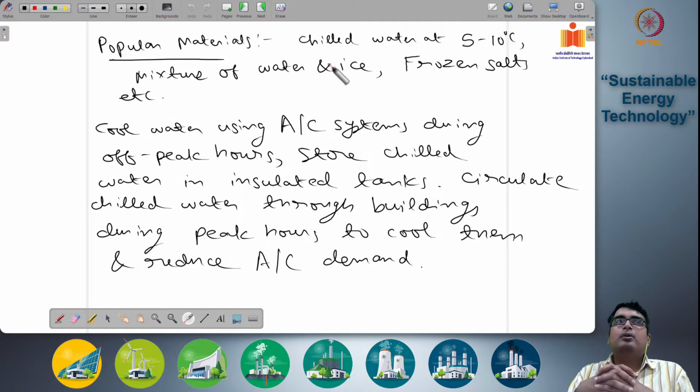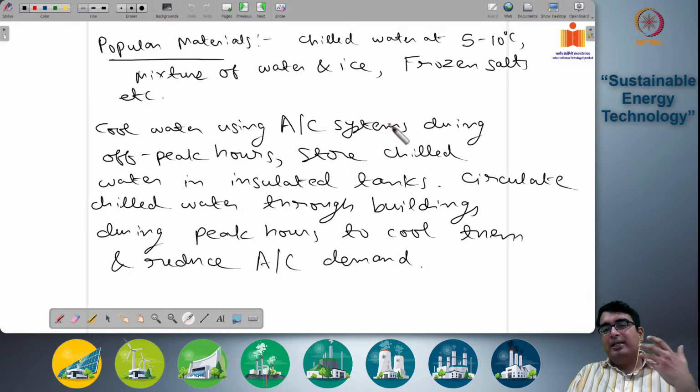So if you want moderate cooling needs, then chilled water, which is cooled to 5 to 10 degrees centigrade and stored at that temperature, will do. For higher cooling needs, you can store a mixture of water and ice at the freezing point, that is 0 degree centigrade. And if you want significantly greater cooling needs, for example industrial refrigeration systems, then you may store frozen salts at temperatures below 0 degree centigrade.